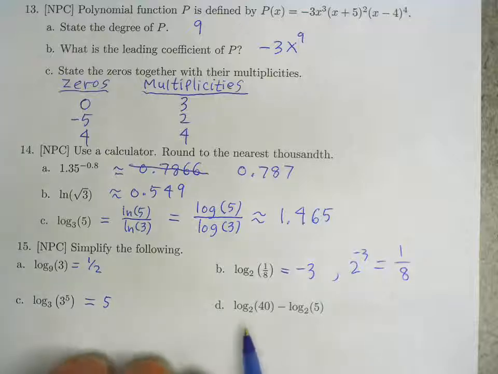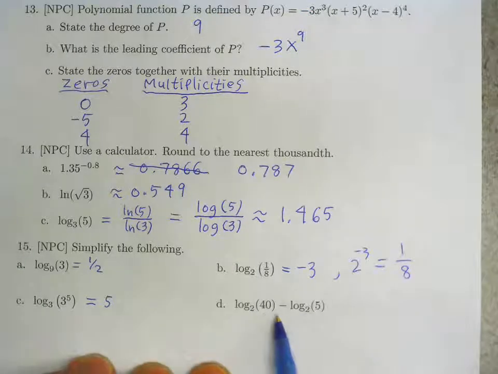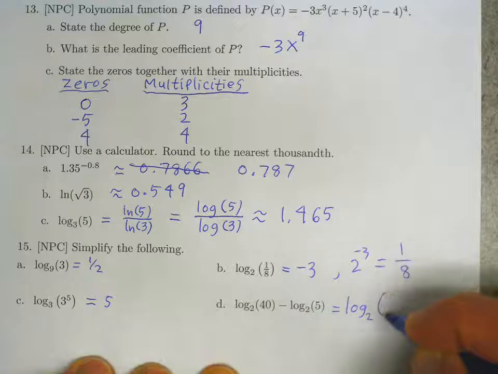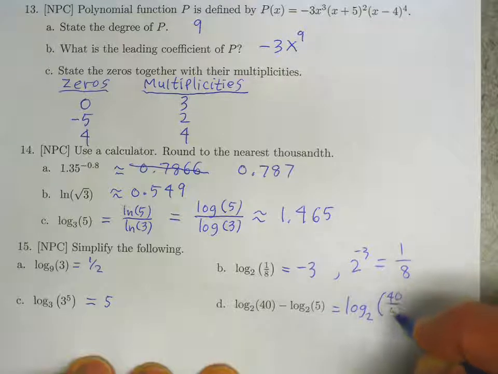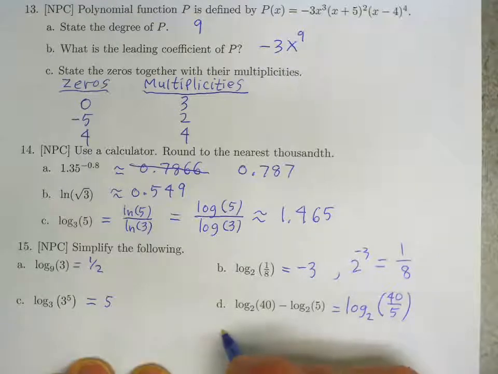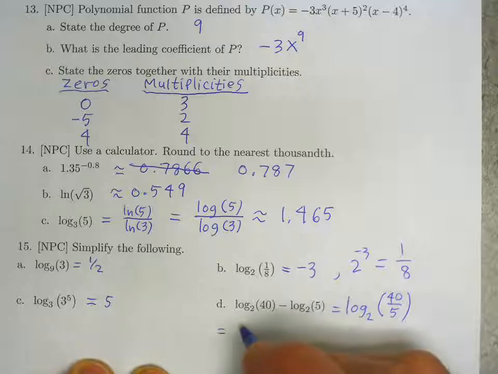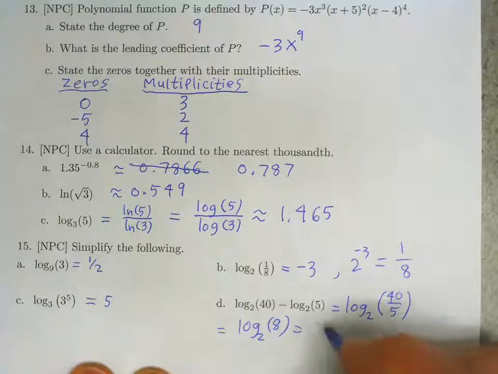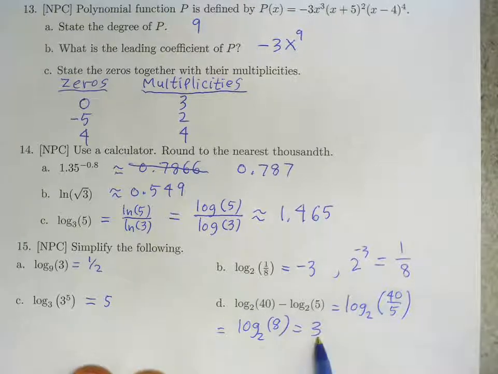The next one, log base 2 of 40 minus log base 2 of 5. This is log base 2 of 40 divided by 5. 40 divided by 5 is 8, so log base 2 of 8. And log base 2 of 8 is 3, because 2 to the 3rd equals 8.